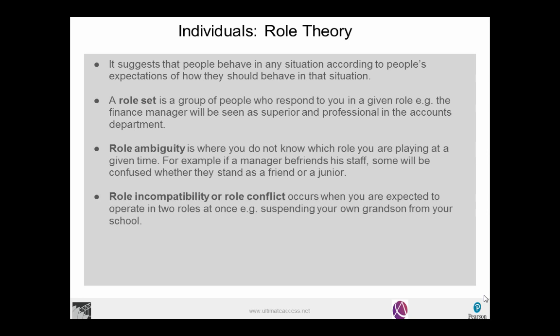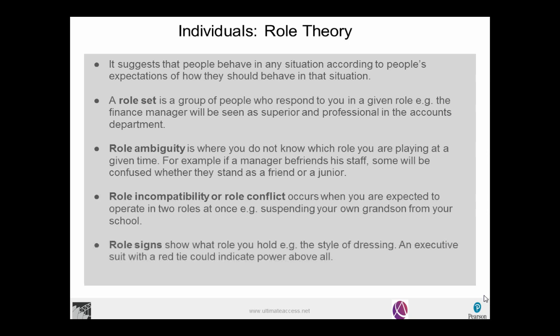And this is actually a practical example because I have witnessed it. Then the last one, role signs show what role you hold, e.g., the style of dressing. Now, an executive suit with a red tie could indicate power above all.